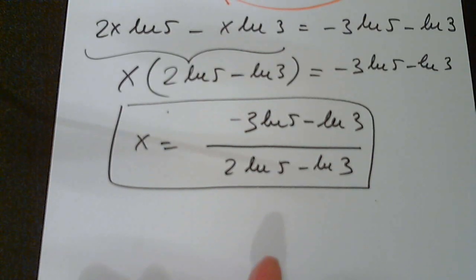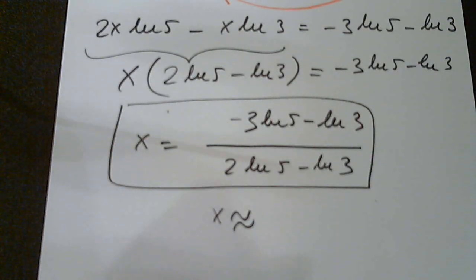Okay, now you really have to be careful. If you want to approximate this so you can check, you really have to be careful how you enter it in the graphing calculator. So how do I enter it? Parentheses, negative 3 natural log 5, close, minus natural log 3, close, close, divided by, open again, 2 natural log 5, close, and minus natural log 3, and close, close. Now when I press enter, I get whatever.